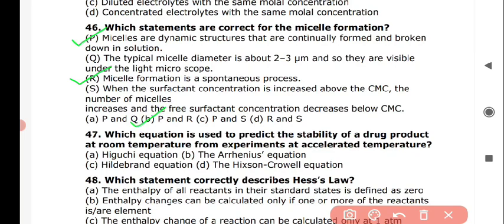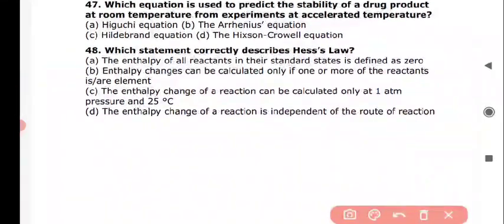Next question is, which equation is used to predict the stability of a drug product at room temperature from experiments at accelerated temperature? And the correct answer is option B, the Arrhenius equation. Next question is, which statement correctly describes Hess law? And the correct answer is option D, that is, the enthalpy change of a reaction is independent of the route of reaction.